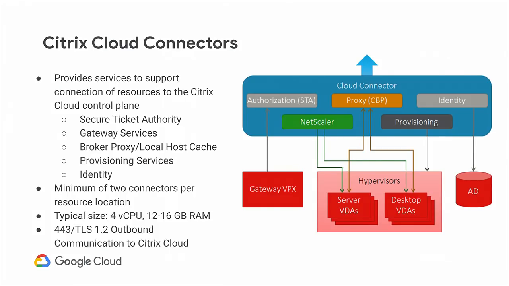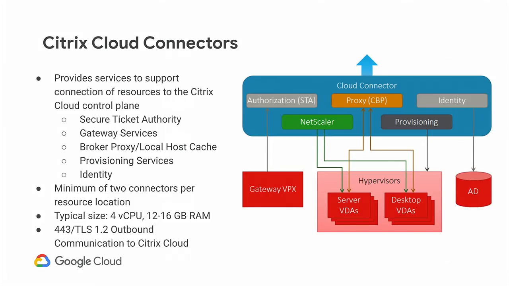Within that component, there are multiple services that are running. The Secure Ticket Authority is used by the gateway to ensure that communications are secure between the front end, user end, and the back end. Gateway services, if we're using the gateway in the cloud, provide the path for the traffic from the workload to the user's endpoint to transit.